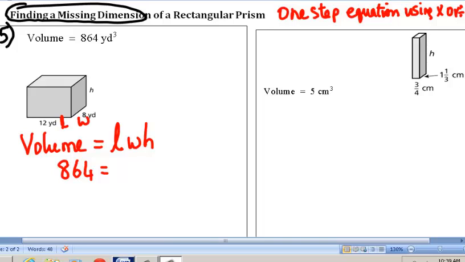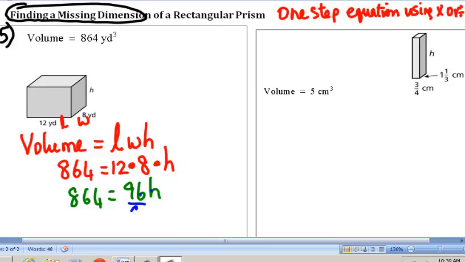We need to know the height. So length is 12 times 8 times h. Let's go ahead. 864 equals 12 times 8 is 96, 96h. All right, how do I undo a 96h? What's happening between the 96 and the h? Good, multiplication. So how do I undo a multiplication? Good, division. So let's divide by 96 on both sides.